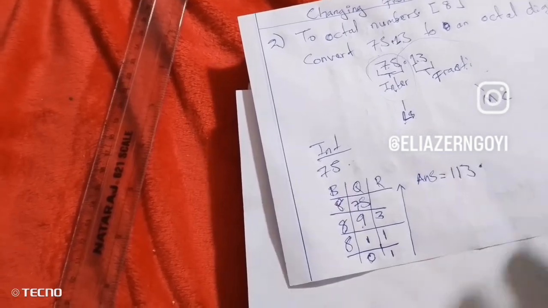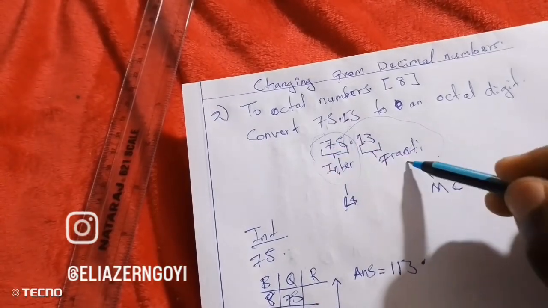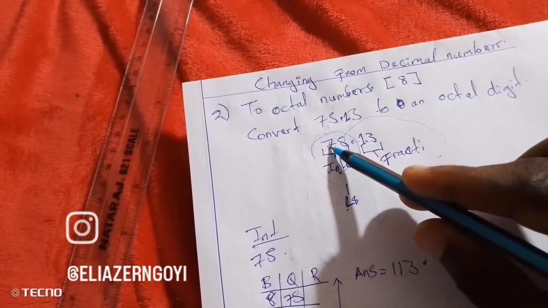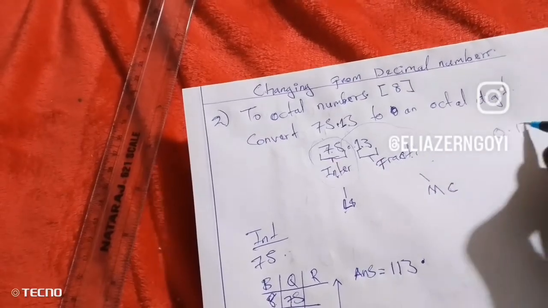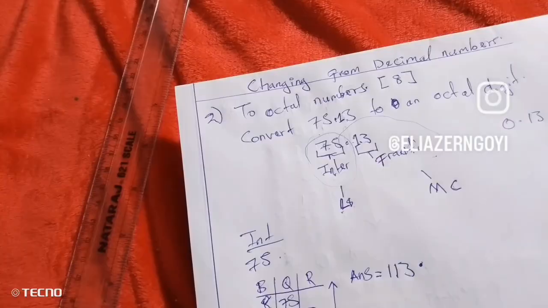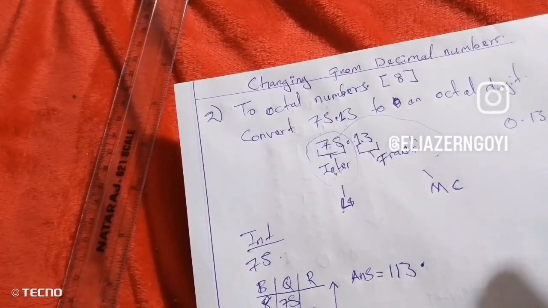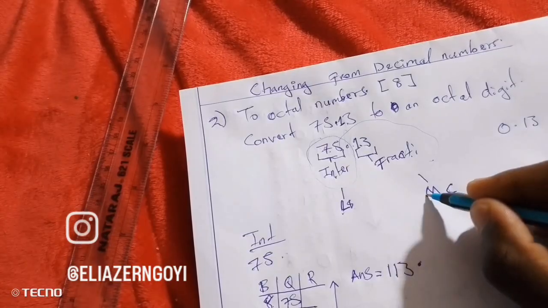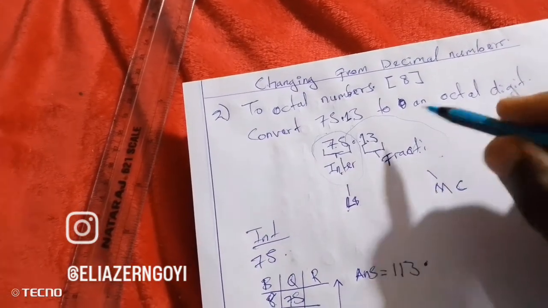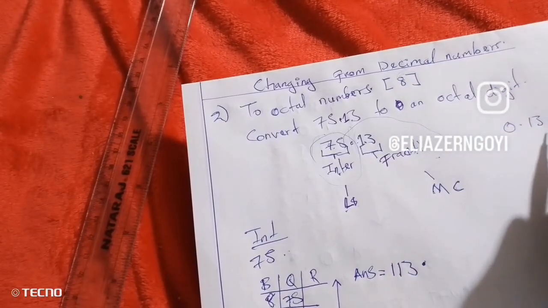So let's go to the last one, the fractional part. If I get the 75, sorry, I'm going to remain with 0.13. So this is the fractional part, and I said that we use the multiplication chain. How does the multiplication chain work? You use the base. We're in base 8, so you just write the base here. Base 8.